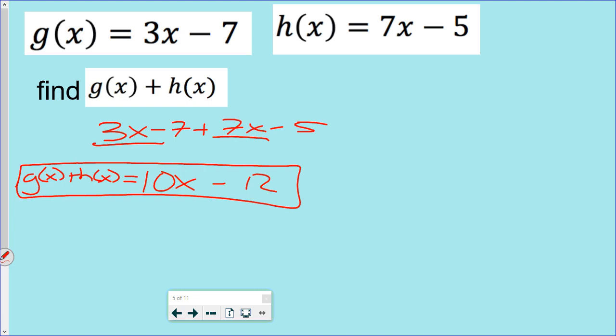Questions on that? Thumbs up if we remember how to add and subtract functions. Thumbs down if you have no idea what I did up here, or somewhere in between.